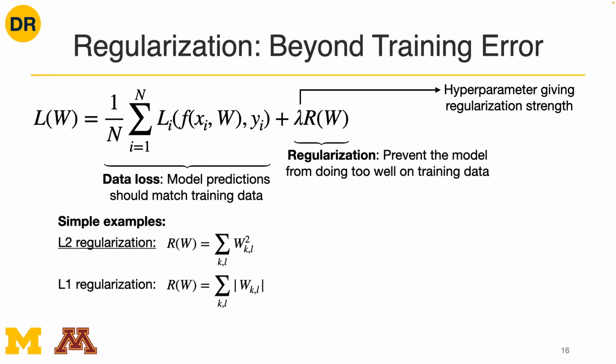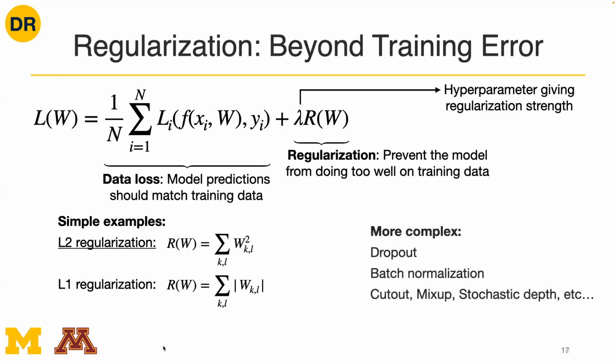Some relatively simple examples of regularization would be L2 regularization, where this R term is simply the sum of the square of all of the elements within our parameter set, but also L1 regularization, where we take the sum over all of the absolute values of the terms within our parameter set.